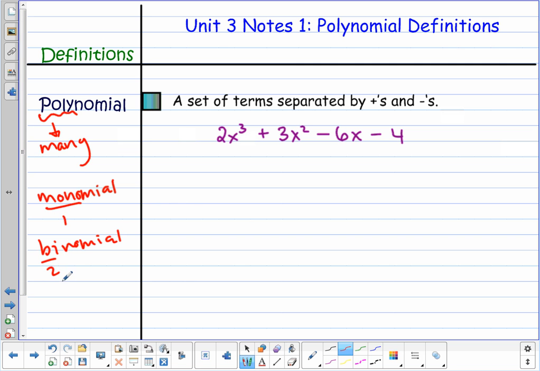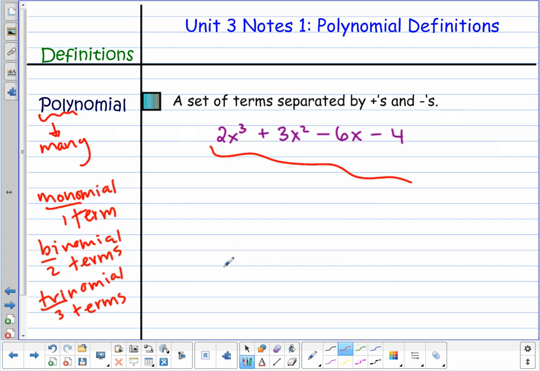Bi means two. Trinomial. Tri means three. So these are just three examples of things we talk about with terms. A monomial is one term. A binomial is two terms. A trinomial is three terms. So a polynomial in general is just something with many terms.